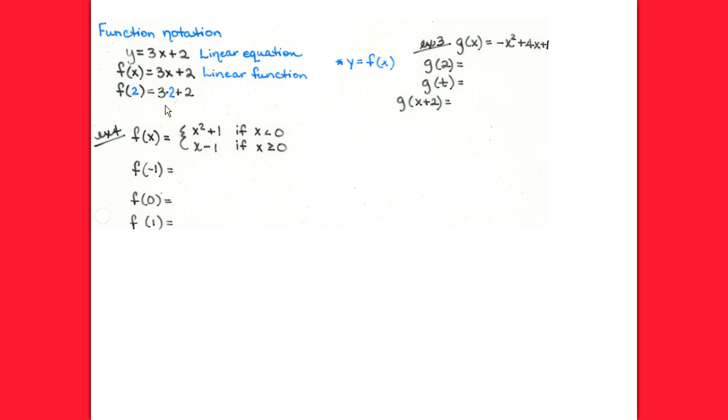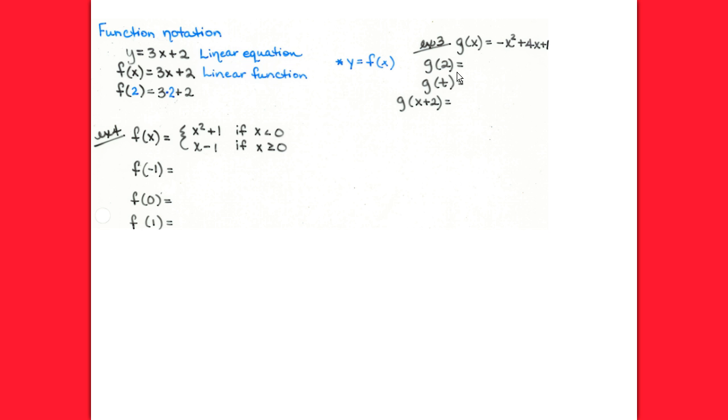That'd be 6 plus 2, that'd be 8. That's what they want me to do with that function notation. So for example 3, we've got g of x is negative x squared plus 4x plus 1. So when they give me g of 2, what do they want me to do? Yeah, put 2 in the place of x.